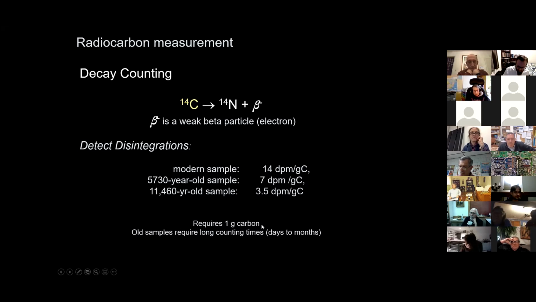Decay counting is a perfectly acceptable method of measuring radiocarbon and using it for dating, but it tends to require at least gram quantities of carbon. And also, the older a sample is, the longer you have to count. A rule of thumb for getting reasonably precise measurements is that you need to have at least 10,000 decays. So you can just do the math and see how long it would take to get to 10,000 at 14 decays per minute per gram of carbon.